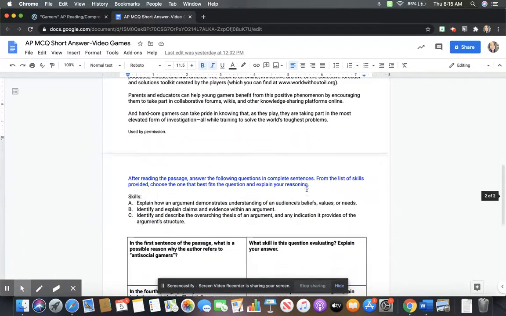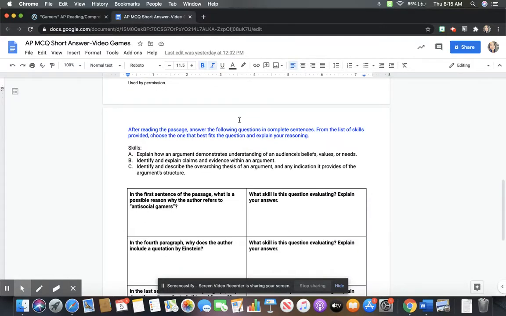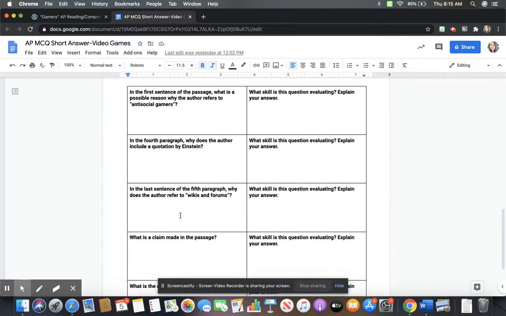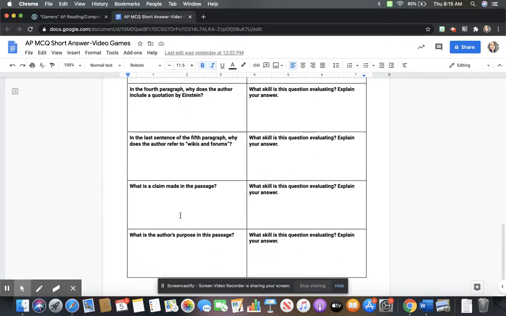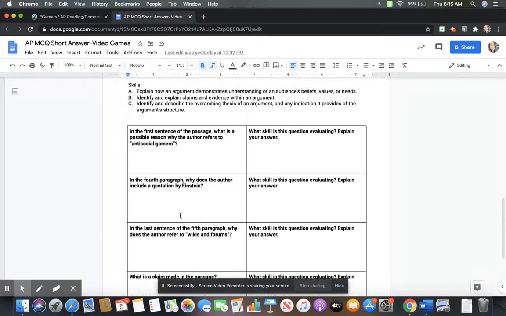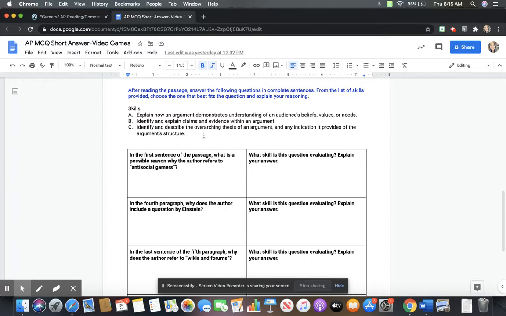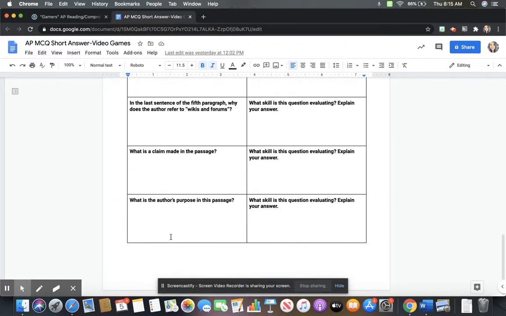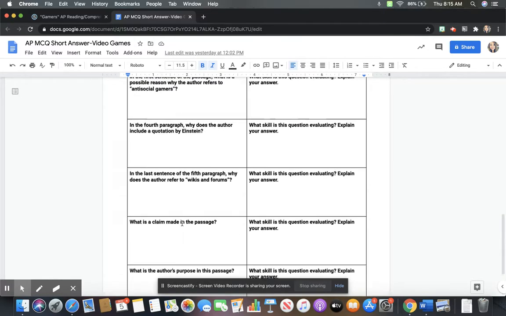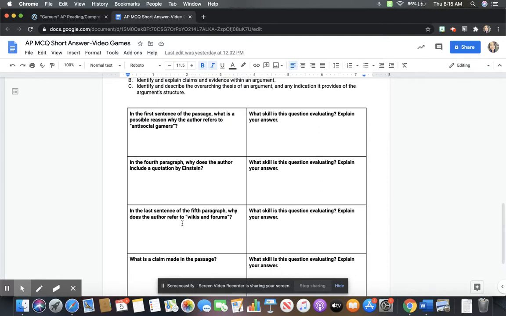So once you read through it, on the second page, you have this chart where you have some of the question stems from the actual progress check, and then you also have a list of the skills that they are testing. So what we'd like for you to do is actually answer the questions. Remember, we do need to read the text first, otherwise we're going to miss a lot of the different distractors that they're going to put in the answer choices. But let's focus on being able to actually answer the question first.